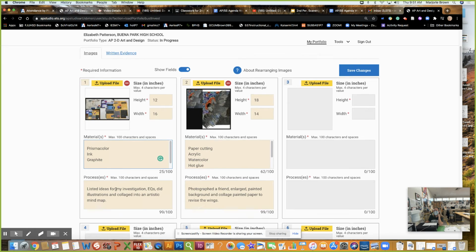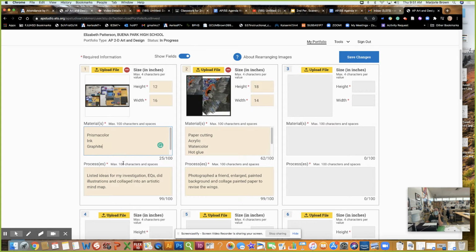Now, process is, she wrote, well, I helped her write this. It's got to be no more than 100 characters. So you got to be really direct about what it is that you did and to the point. So we put listed ideas for my investigation. That's what she did with her mind map, right? EQs, the judges are going to know what EQ means. That means essential questions. Did illustrations and collaged into an artistic mind map.